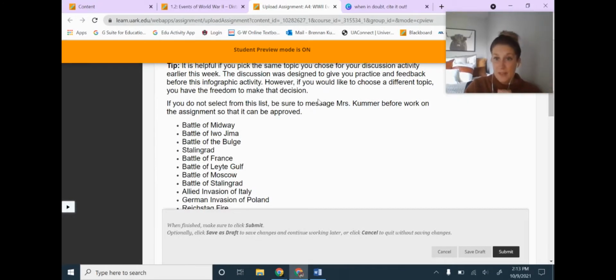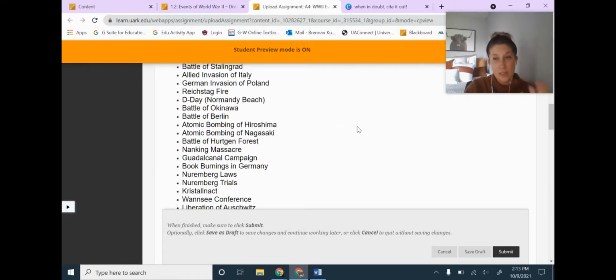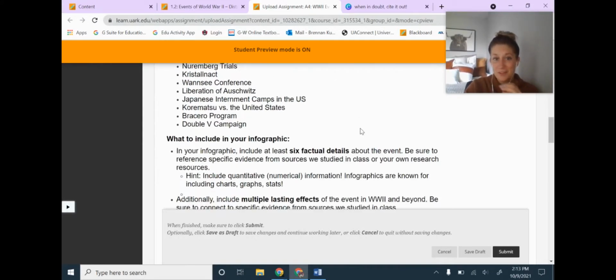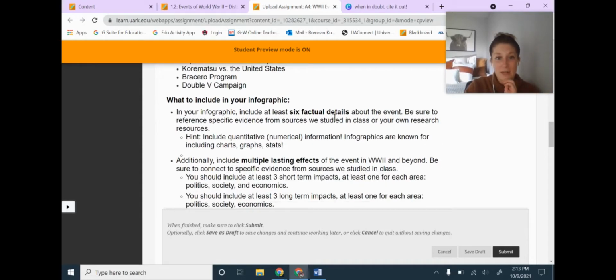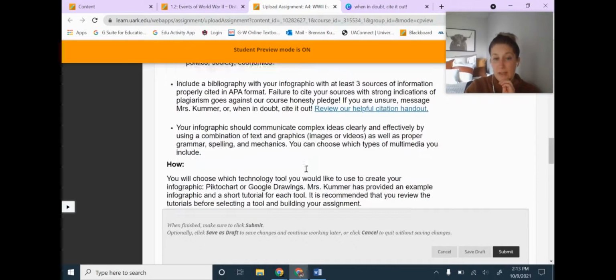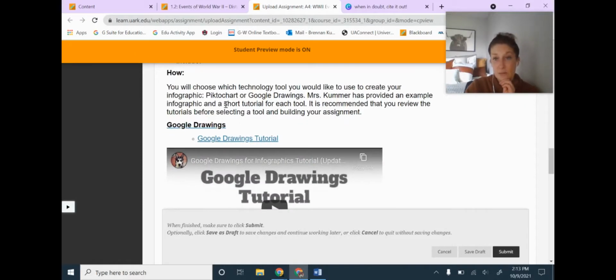And then again, the topics that they're choosing from. And again, the teacher encourages them, pick the same topic you do discussion posts over. Don't want to have to do double work. Some criteria the students are going to be including. And then we have some helpful resources that show students how to accomplish this task.